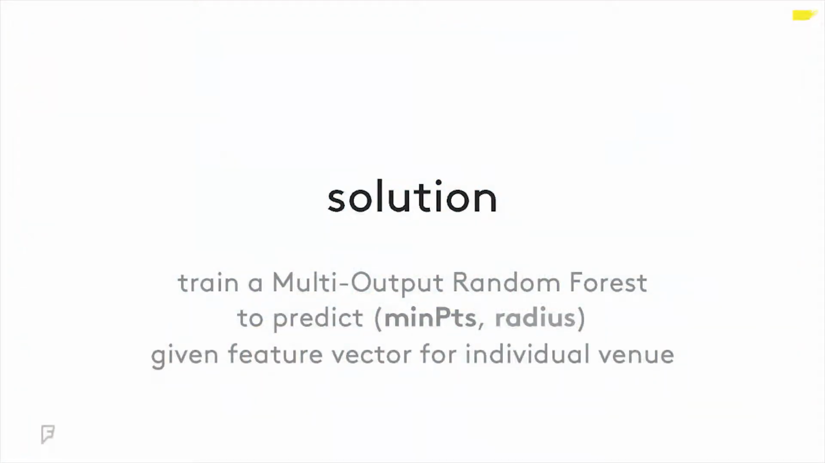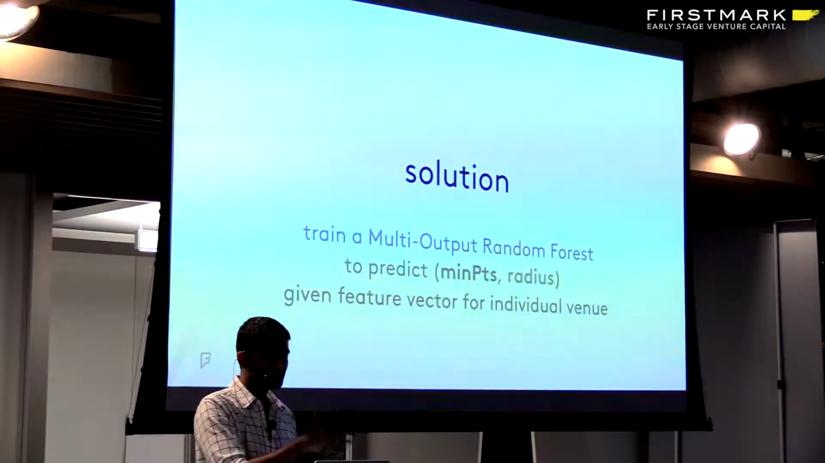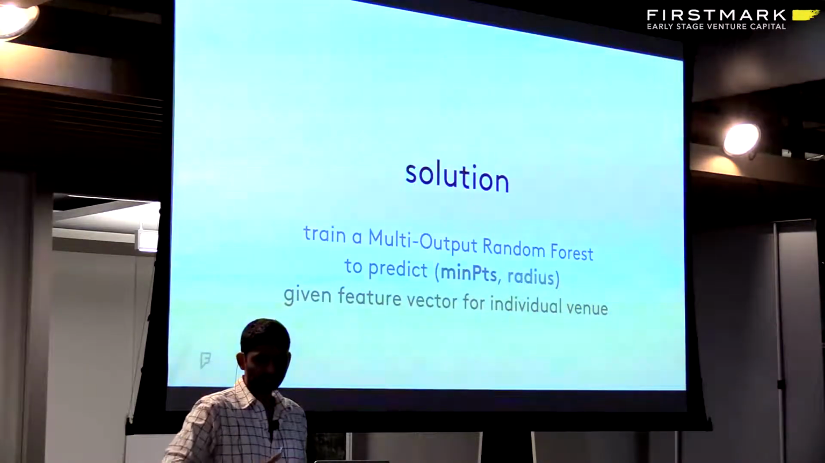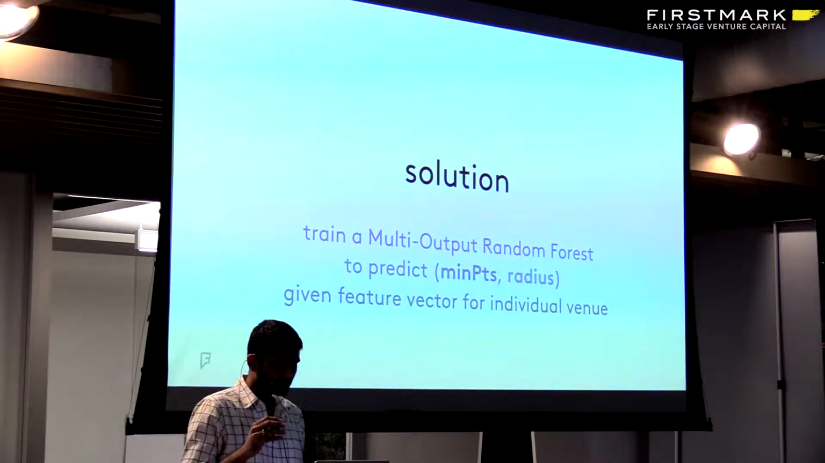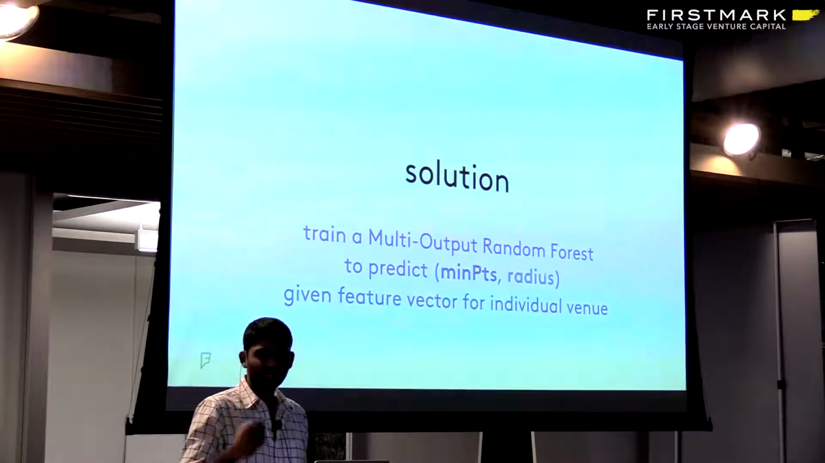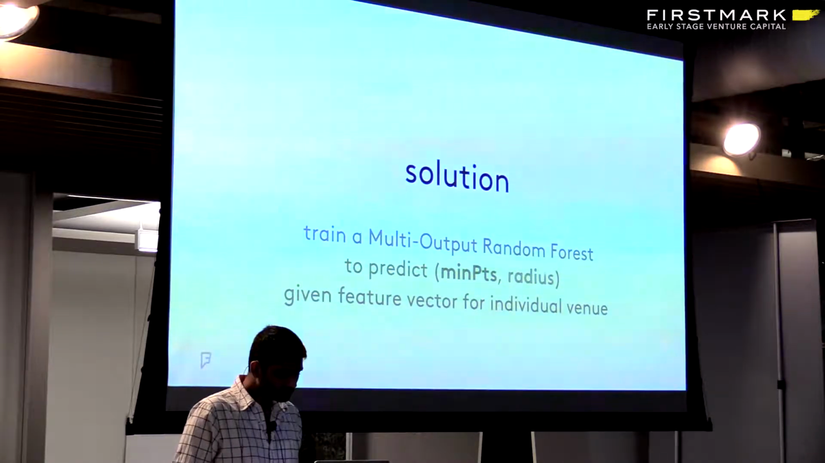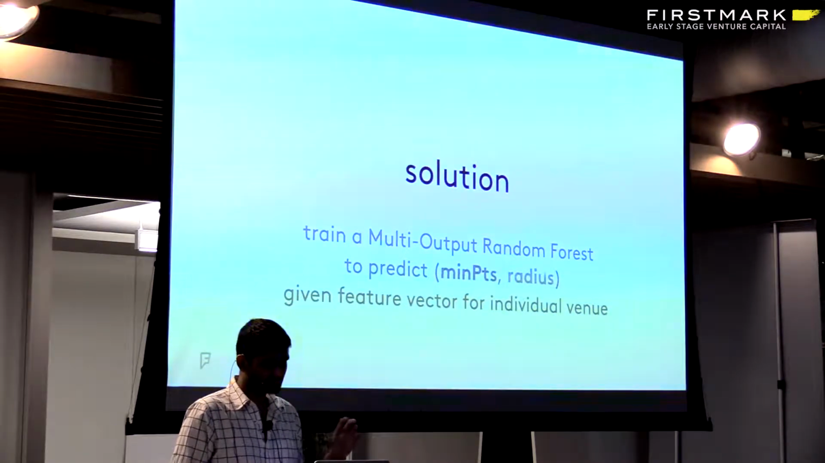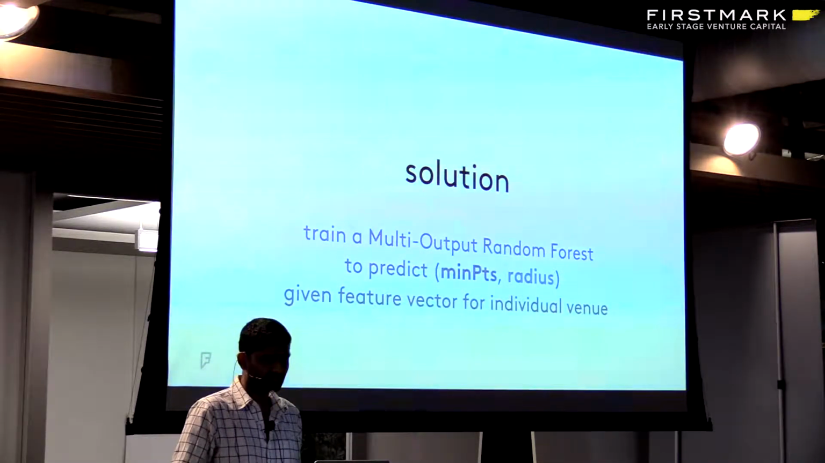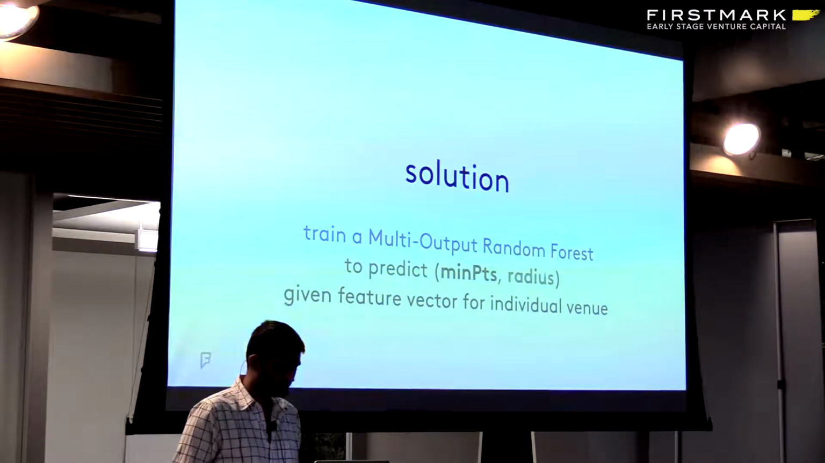But we worked around this by training a multi-output random forest to predict the best parameter values for each individual venue given a feature vector that included, among several other things, the category and where the venue is located. Right? And we then fed these parameters to the DBSCAN algorithm to detect clusters and then recomputed the lat longs of tens of millions of venues this way.